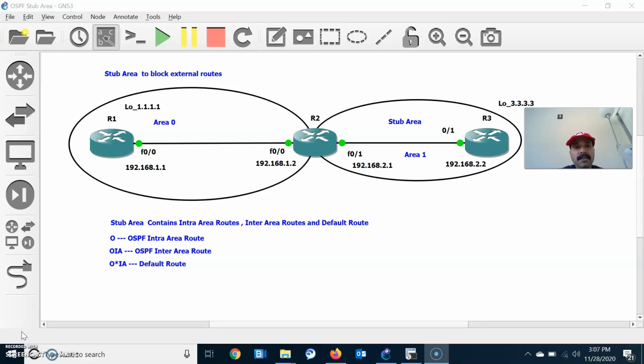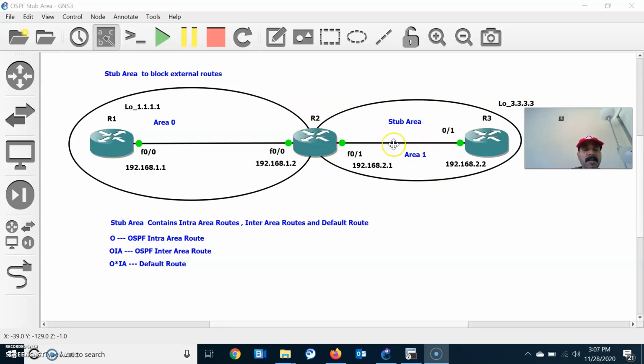Today let us discuss the topic OSPF Stub Area. This is an architecture where I connected R1, R2 and R3. R1 and R2 are in area 0 and R3 is in area 1. R2 is an area border router, which is used to interconnect different areas. It has two interfaces: one lies in area 0 and another resides in area 1. So this R2 is an area border router.